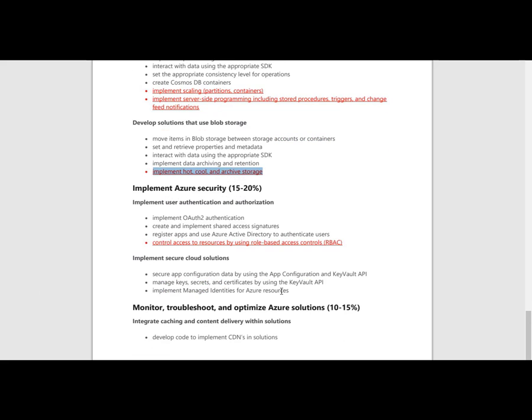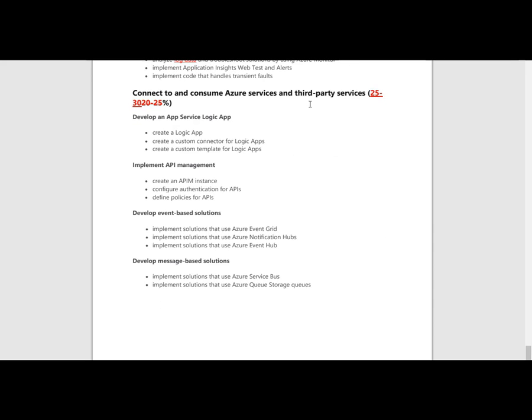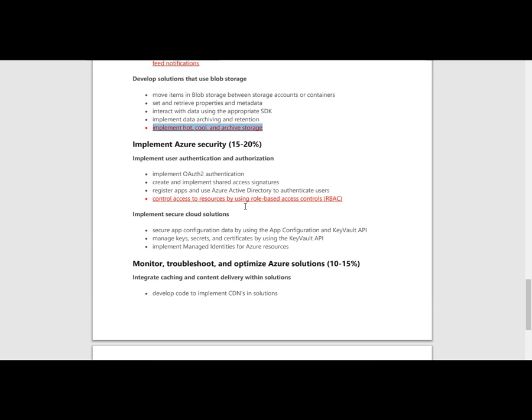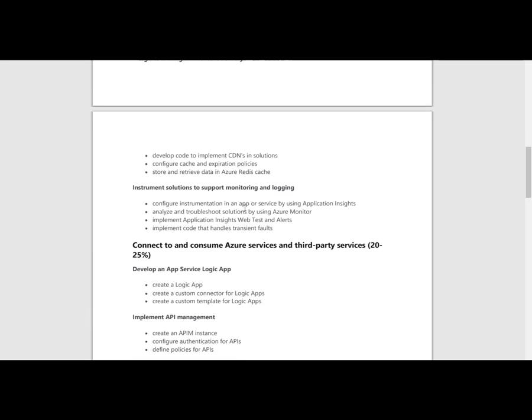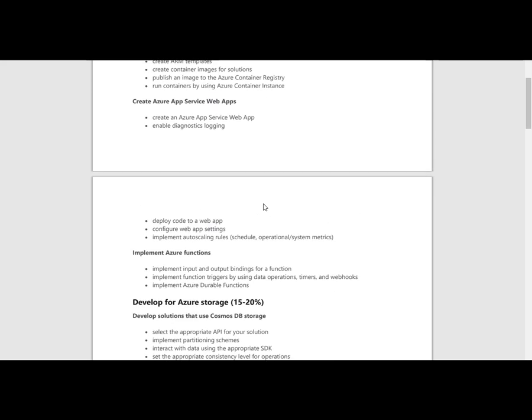So you can see from the red lines what they've changed in terms of the percentage areas. You can see the connect and consume Azure services area. They didn't change any of the objectives from the 203 to the 204, but they've increased the weighting of that. So you can see the differences there. So it's again good to understand.